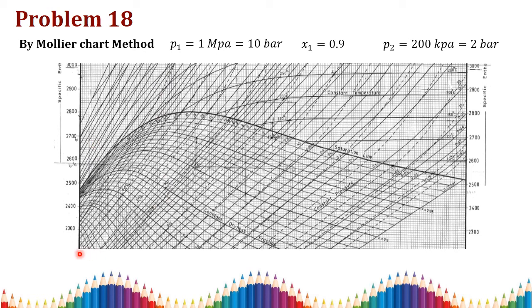On the X-axis we have the entropy values, specific entropy in kilojoule per kilogram Kelvin, and on the y-axis you have the specific enthalpy value, that is kilojoule per kilogram. This point is your critical point, and this line is your saturated line. At this saturated line, the dryness fraction X equals 1. Below this saturation curve, the condition of the steam is wet, and above this saturation curve, the steam is superheated.